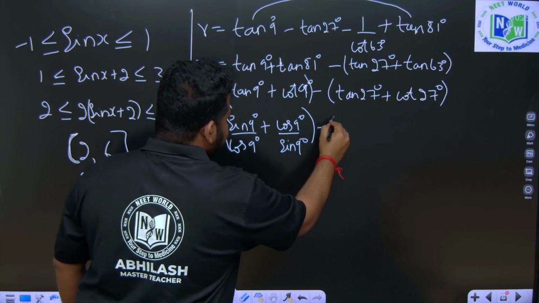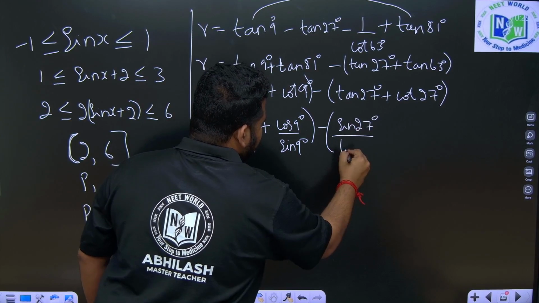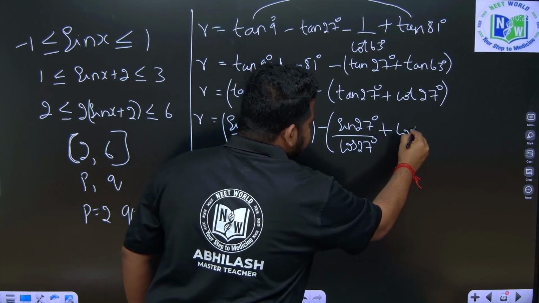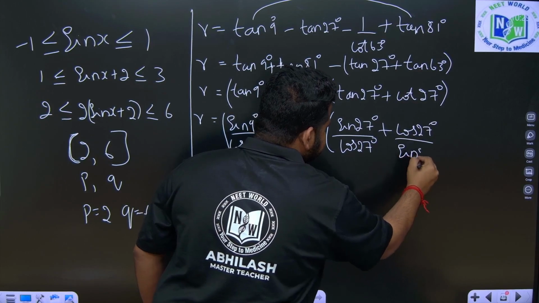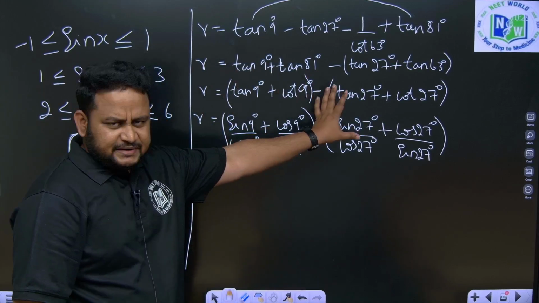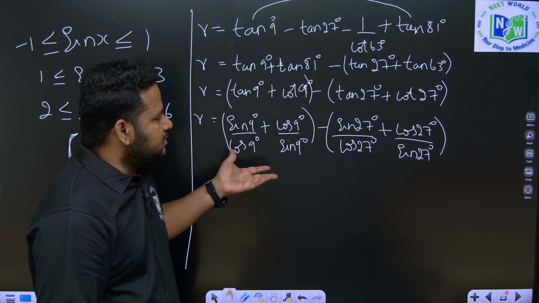This minus, this will be sin 27 degree by cos 27 degree plus this is cos 27 degree by sin 27 degree. I have just written it. First we got it in the form of complementary angles, then we converted it into the form of sin and cos. Now what will I get?